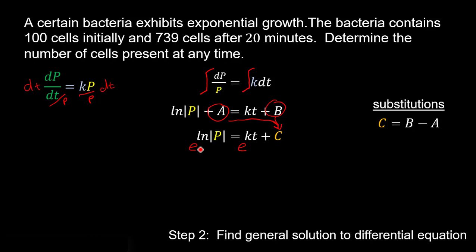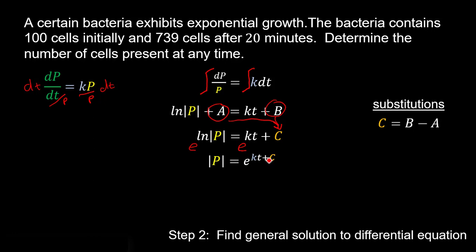And again, we're doing the same thing to both sides, the same operation, so this equality is still going to hold, and again, this is a legal move. And if we do that, that natural log of p just becomes p, or absolute value thereof, and on our right side we get this exponential equation.